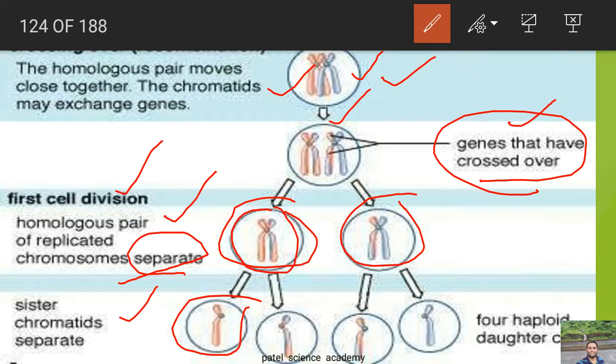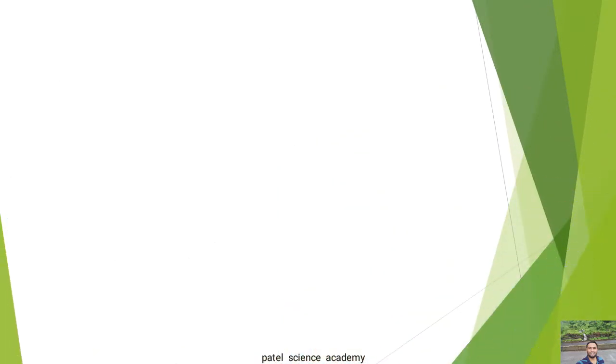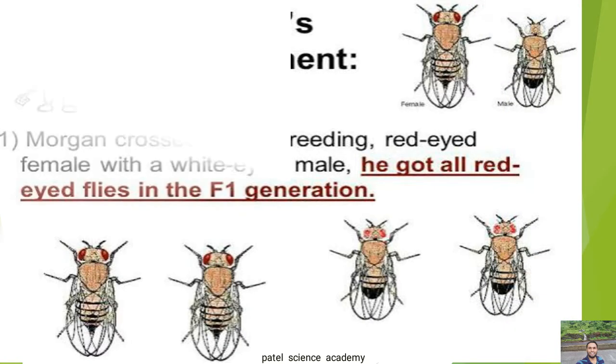Because of this separation, the 4 haploid daughter cells get it. So that's why it is a mixture. You can observe it from the different colors, pink color and blue color. You can see this pink color is coming here, and pink as well as blue color is also coming here in this one, in this two, and in this one too. So this is the new combination, also known as recombination, and it is only because of the crossing over that takes place in the homologous chromosomes to produce the new combinations.